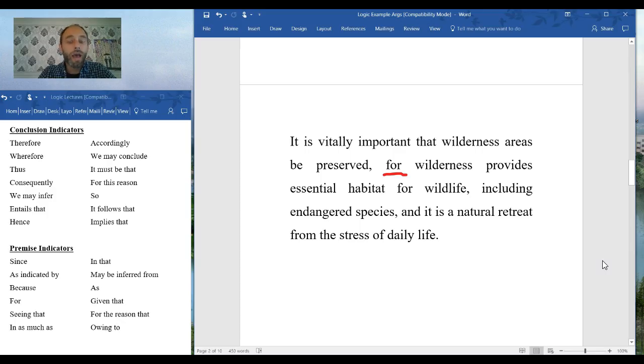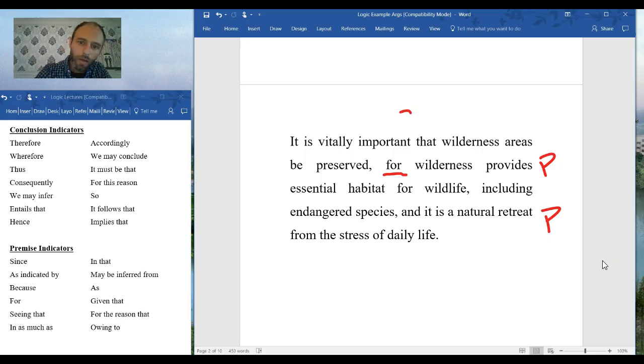Wilderness provides essential habitat for wildlife, including endangered species, and it is a natural retreat from the stress of daily life. Those are likely to be premises that would support the conclusion, it's vitally important that wilderness areas be preserved. So let's see if that works. Wilderness provides essential habitat for wildlife, including endangered species. That seems like a reason why wilderness areas should be preserved, right? Also, it's a natural retreat from the stress of daily life. That's another good reason that wilderness areas should be preserved.